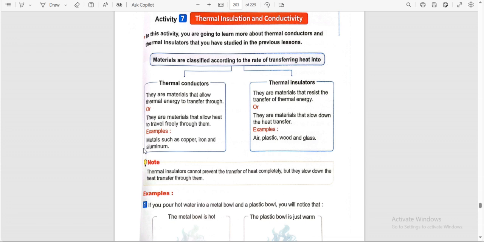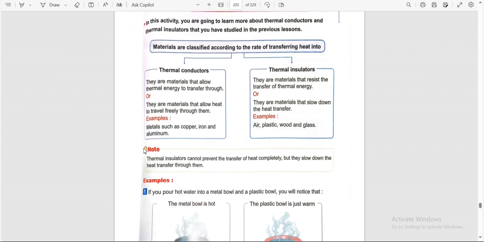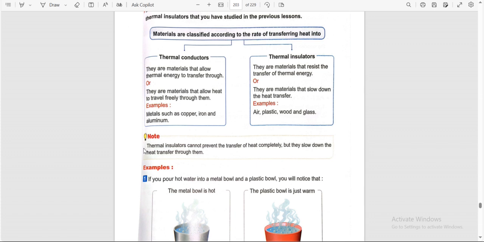We have already talked about thermal conductors and thermal insulators, so let's consider this as a revision. The thermal conductors are materials that allow thermal energy to transfer through them, such as copper, iron, and aluminum, and metals in general. While thermal insulators are materials that resist or slow down the transfer of thermal energy or heat. We have many examples such as air, plastic, wood, glass, and so on.